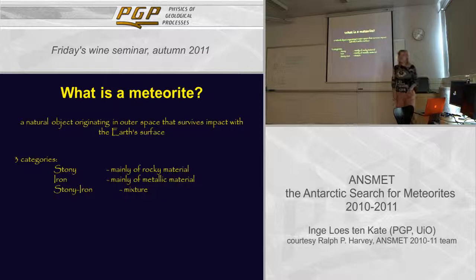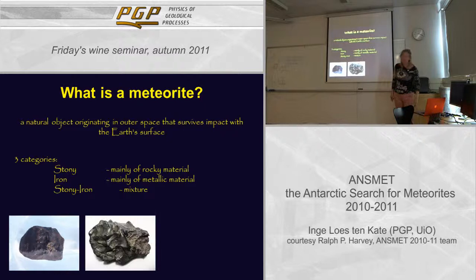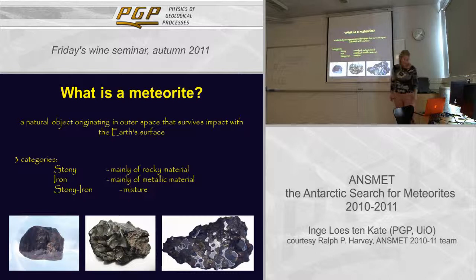There are three different categories of meteorites. There are stony meteorites. They're mainly composed of rocky materials. There are iron meteorites. They're mainly composed of metallic material. And then there are stony irons, which are obviously a mixture of the two.